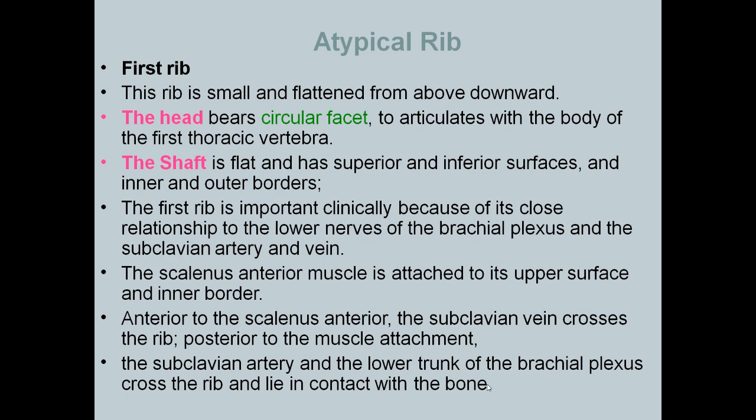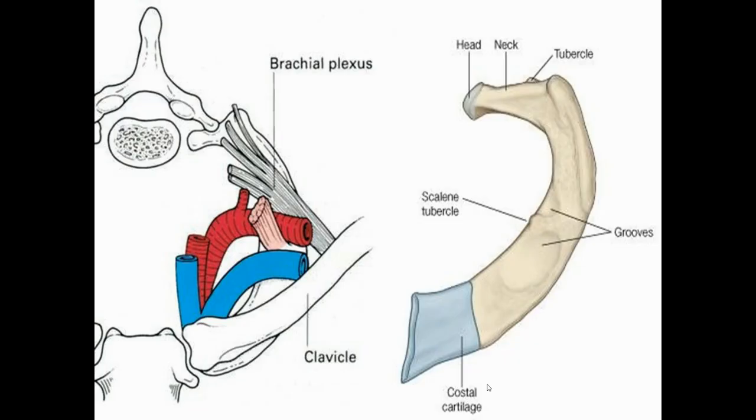The first rib is important clinically because of its close relationship to the lower nerves of the brachial plexus and the subclavian artery and the vein. Scalenus anterior muscle is attached to its upper surface and inner border. Anterior to the scalenus anterior, the subclavian vein crosses the rib. Posterior to the muscle's attachment, the subclavian artery and the lower trunk of the brachial plexus cross the rib and lie in contact with the bone. We can see the first rib.